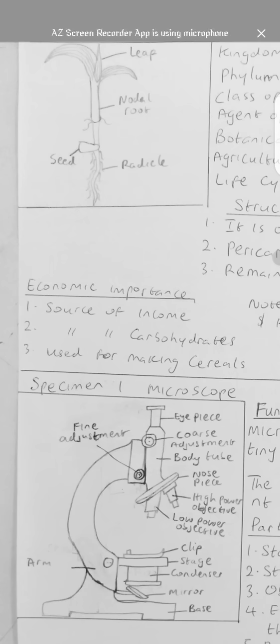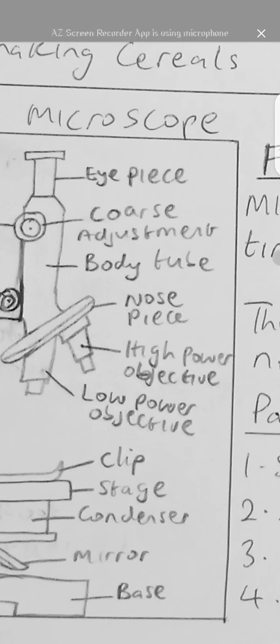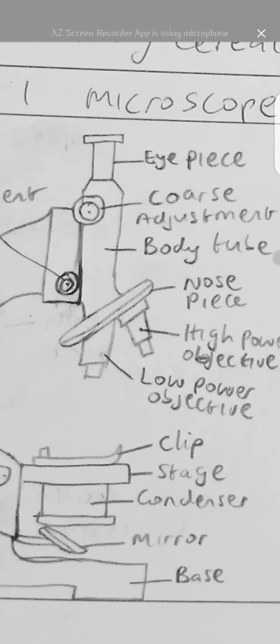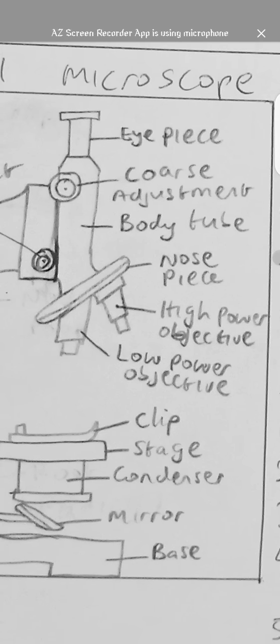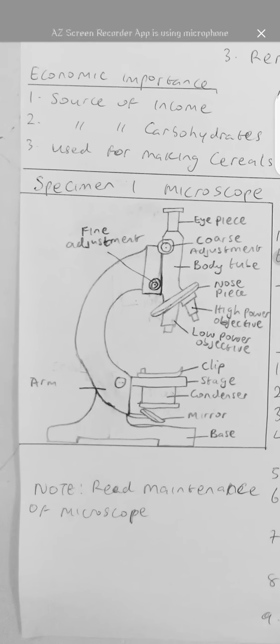Okay, cereal products. So we're moving to specimen I. That's the microscope. So the diagram is a bit okay. Let me just start. If you look up, you can see this one. This one is called eyepiece. You can check the diagram online, you will see it there. You see this is the coarse adjustment, the body tube, the nose piece. Let me zoom out so you can see it well. The nose piece, the high power objective, the low power objective. Basically, this is the diagram of a microscope.